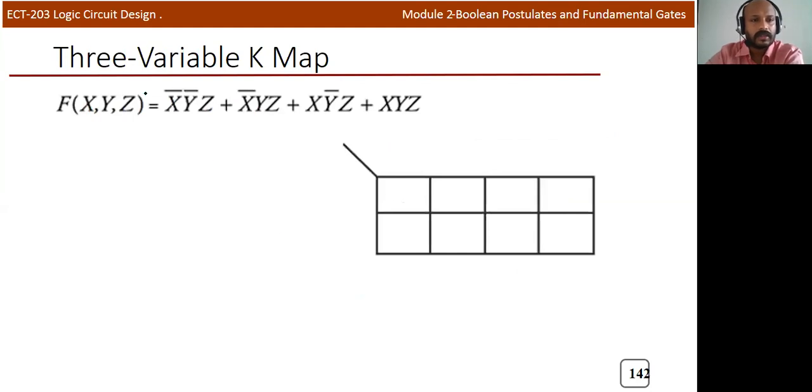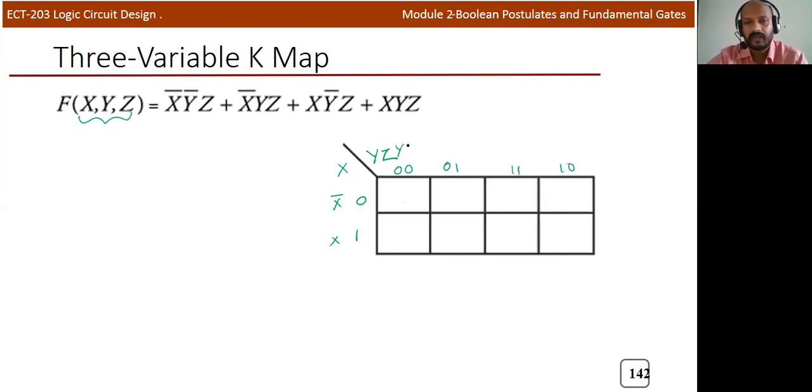Now we'll consider another question. Here the function is given in terms of variables: x bar y bar z, plus x bar y z, plus x y bar z, plus x y z. So again it's a function of three variables. You need to represent x, y, z, and write 0 and 1 here to represent x bar and x, and here it is 00, 01, 11, 10.